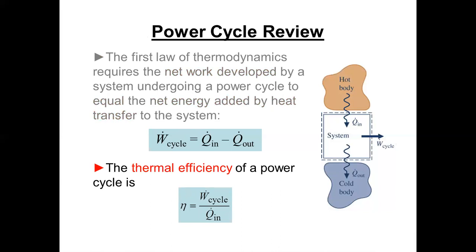The thermal efficiency of a cycle is then the net work, that's the reason that we run the cycle, to get the work out, divided by the costly input, which for a lot of power plants could be coal or natural gas or uranium that goes into the fuel rods, etc.